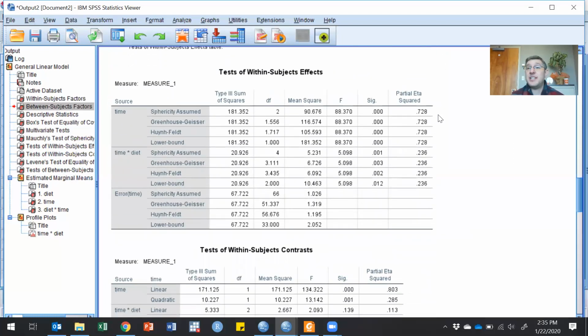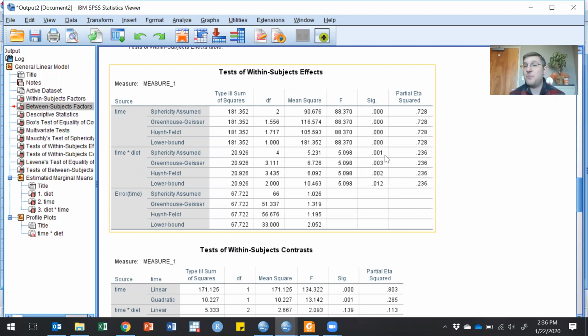So we're going to go down to our test of within subjects effects. This will give us our repeated measures variable, the main effect for it, and our interaction term. So you can see the interaction term here. Remember, SPSS represents those with a product, so the interaction between time and diet. We'll look at the Greenhouse-Geisser adjusted line, and we see that there is a significant interaction between time and diet.